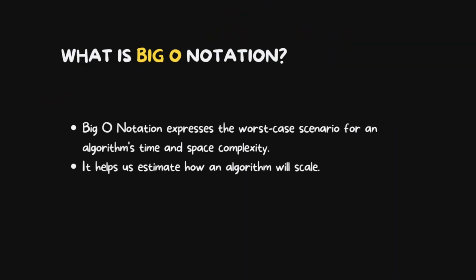So what is big O notation? Big O notation is a mathematical way to describe the performance of an algorithm. It gives us an estimate of how the time or space requirements of an algorithm grow as the size of the input increases. For example, imagine you are trying to find a specific book in a library. If the books are randomly arranged, you might need to check every single book. This is an example of O(n), where the time required grows linearly with the number of books.